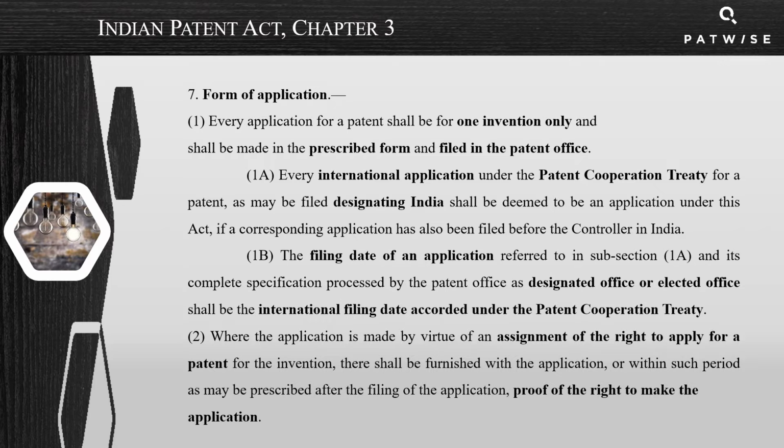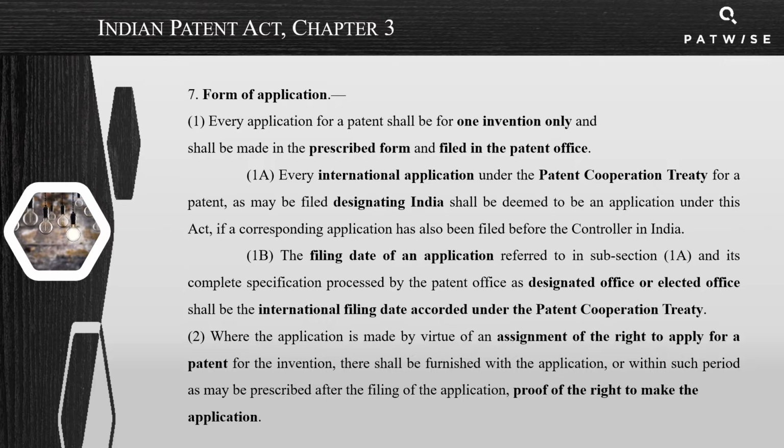Section 7 talks about the form of application. How would one want to apply for the patent? Now this section prescribes that every application for a patent shall be for one invention only. This is a very important criterion. So each invention should be filed as a separate patent application and it shall be filed in the patent office.